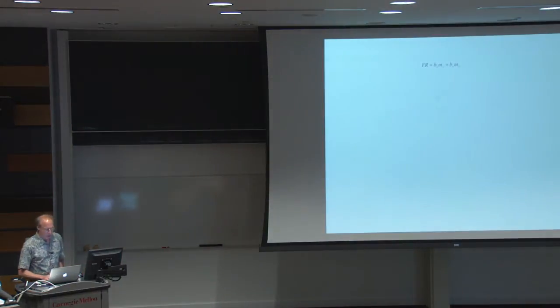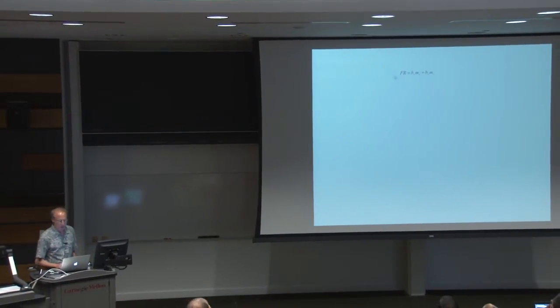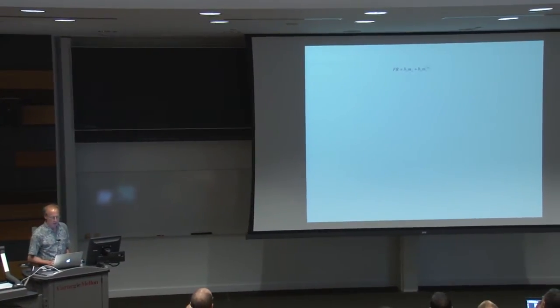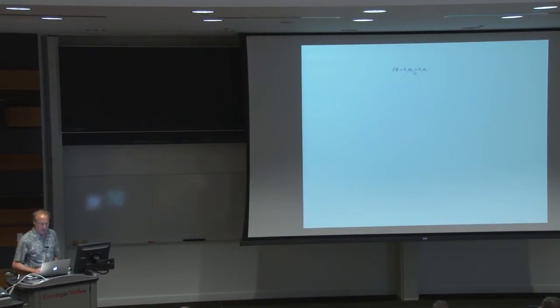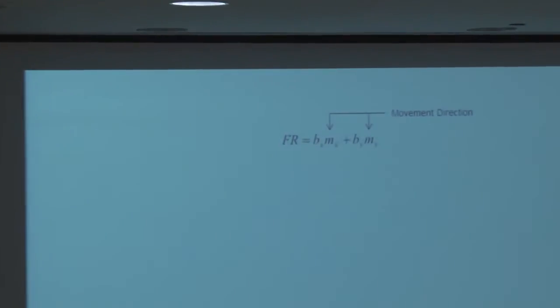So what we're going to do is just build a model of that firing rate. So we have the firing rate equals directional components. We have an x and y because it's moving in 2 dimensions. And so mx, my are the coordinates of the direction. bx and by are regression coefficients. And so this is a model of what makes a neuron fire. And so we have movement direction.